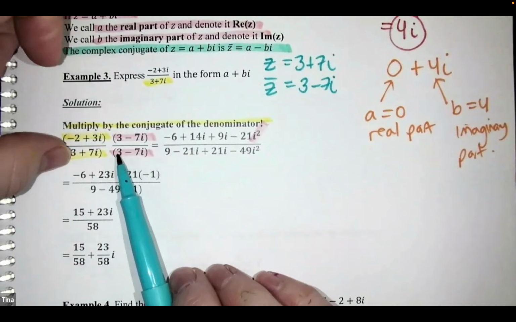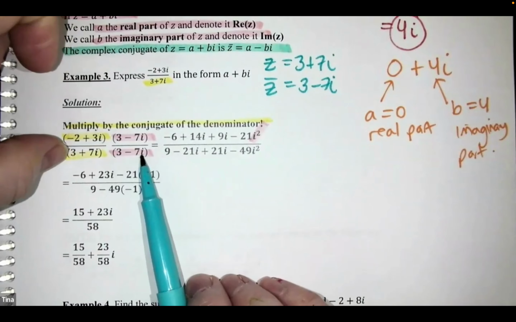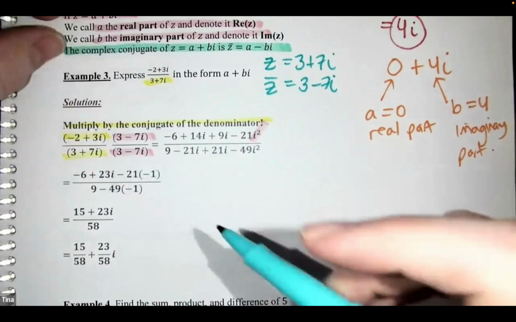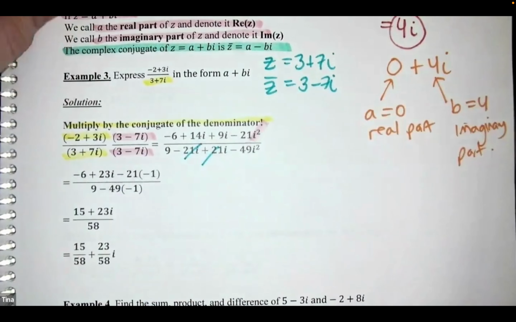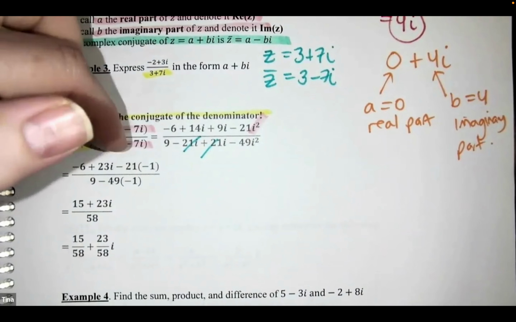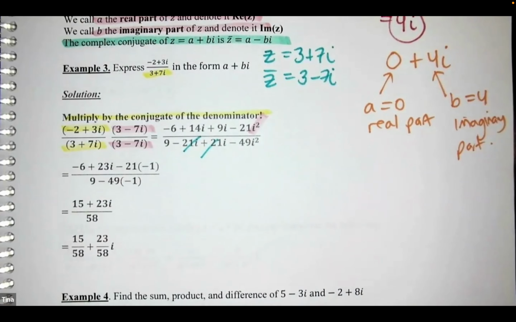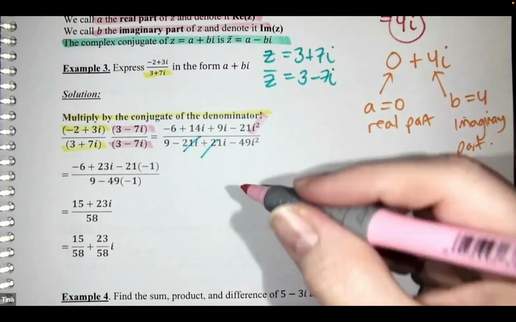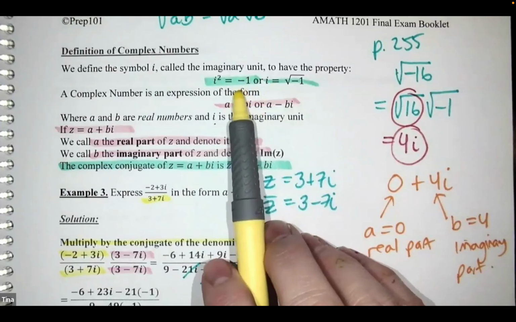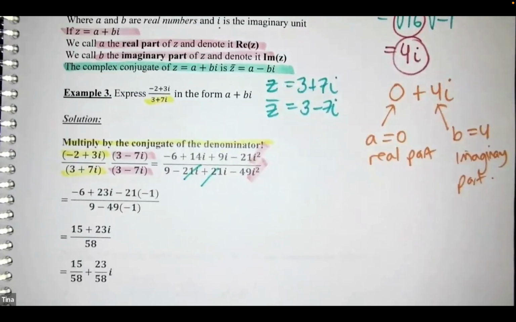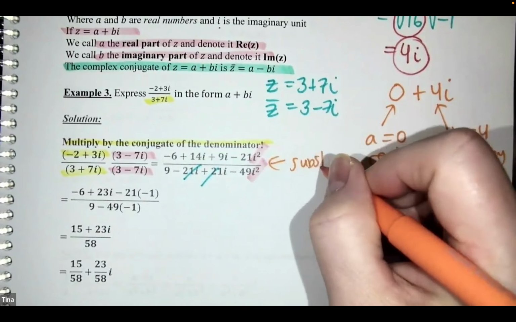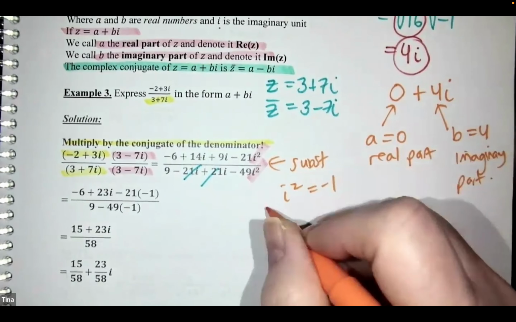On the bottom, when we FOIL, 3 times 3 is 9. The middle, so the outside and the insides will cancel because we get negative 21I and plus 21I. And that's the whole point, right? Getting rid of those I terms. And then the last term is plus 7I times negative 7I. So negative 49I squared. Now remember, if I is the root of negative 1, then I squared is just equal to negative 1. So what we're going to do is substitute. Anytime we see I squared, we put in negative 1.